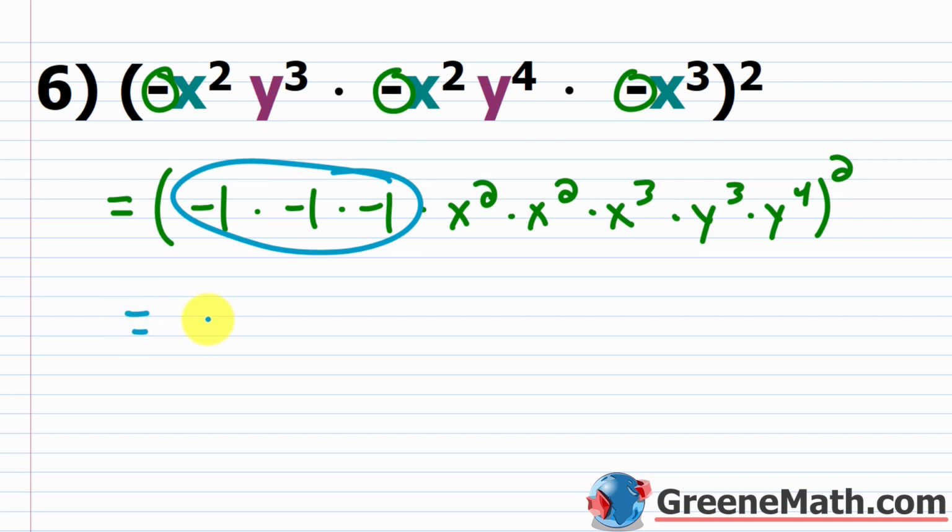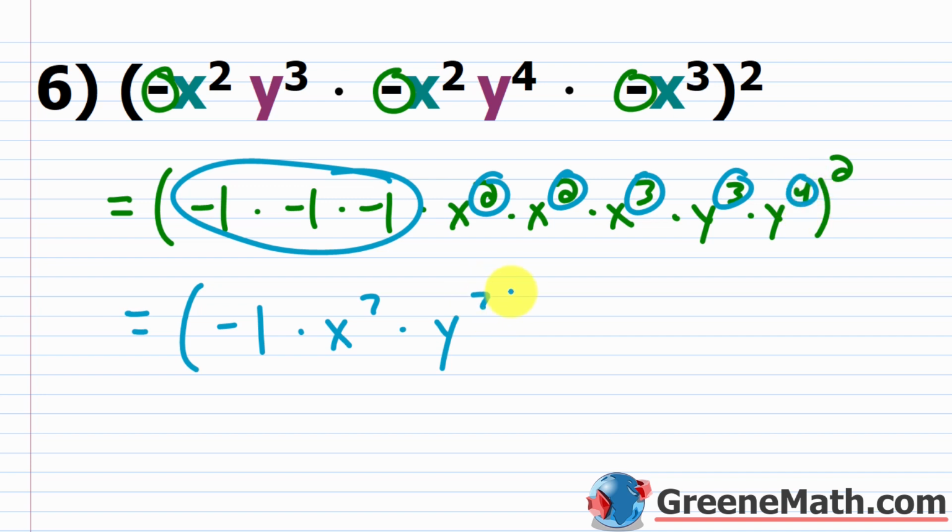So this right here would be -1, and then times, you have x stays the same, 2 plus 2 plus 3. So 2 plus 2 is 4, plus 3 is 7, okay? And then times, you have your y stays the same. You have 3 plus 4, which is also 7. And then this is raised to the 2nd power, okay?